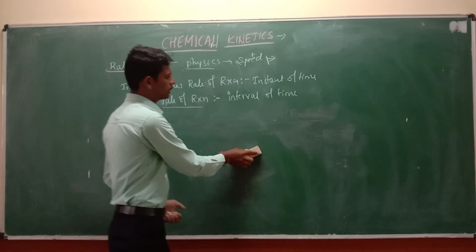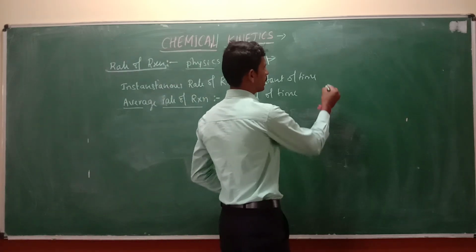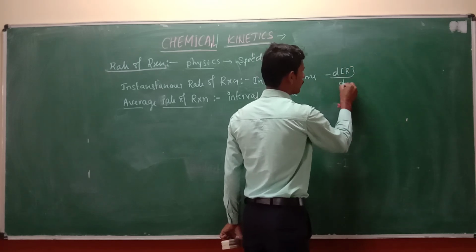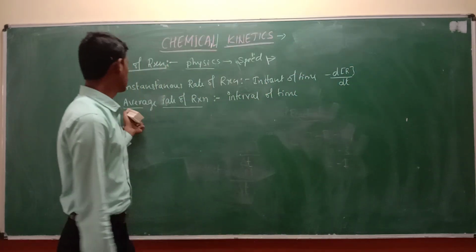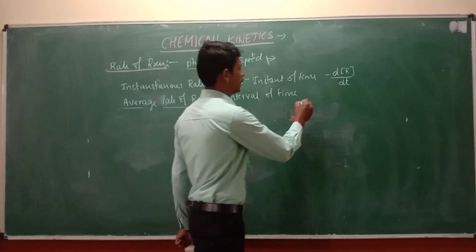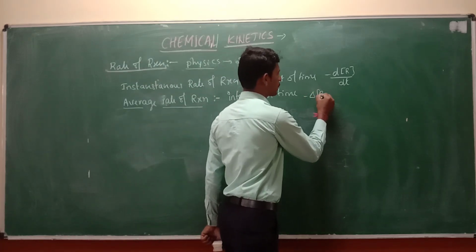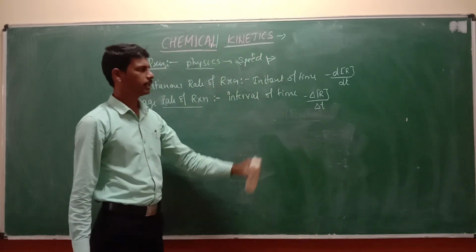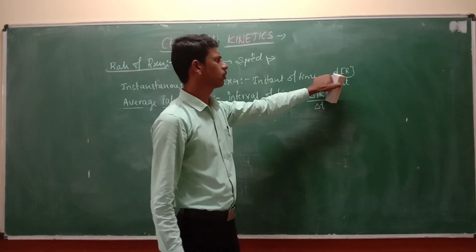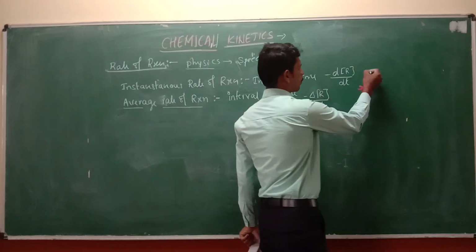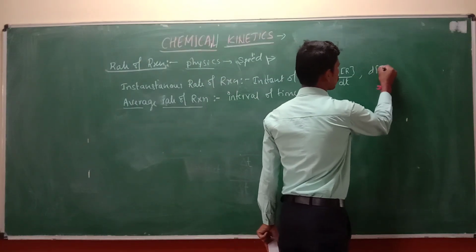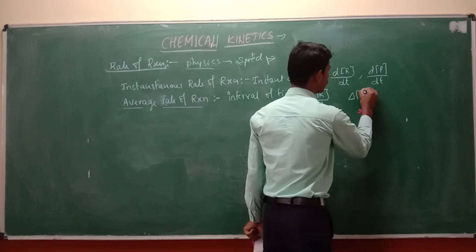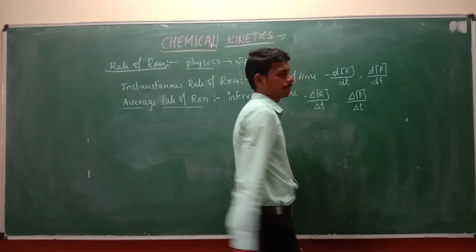Usually, the instantaneous rate of reaction can be represented as minus d of concentration of R divided by dt, and the average rate of reaction can be represented as minus delta of concentration of R divided by delta t. Similarly, if you take the product, it is d of concentration of P divided by dt, or delta of concentration of P divided by delta t.